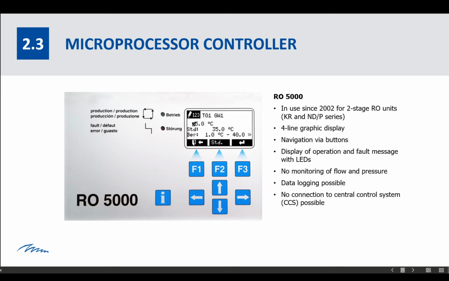Our old microprocessor controller was the RO5000 for this series. It has been in use since 2002 for two-staged RO units for the KR, so the concentrate staged ones, and also NDT, the permeate staged series. We have a 4-line graphic display. We navigate with the buttons that you can see here with the arrows. The display shows you the operation and fault messages and also an LED sign. We have no monitoring of flow and pressure. Data logging is possible, but it's limited to very basic things. And we cannot connect it to a central control system.